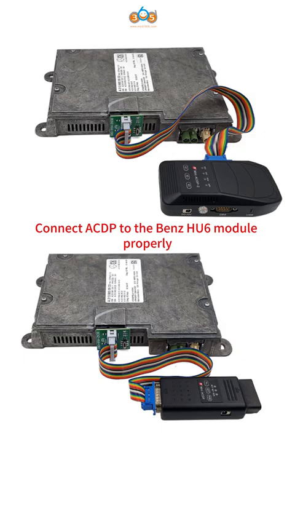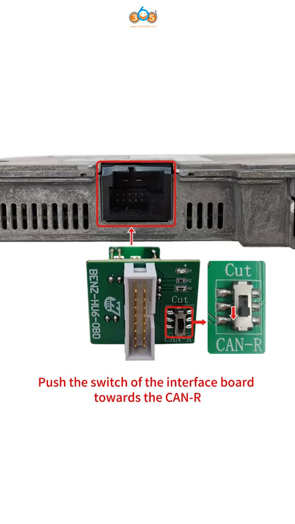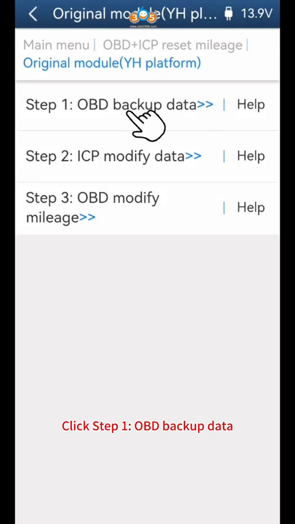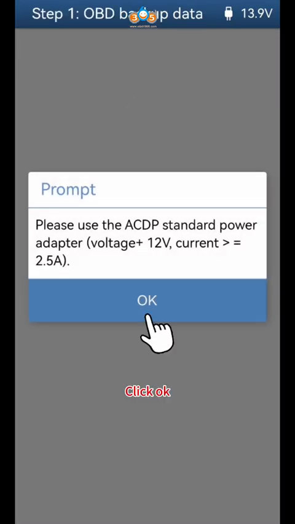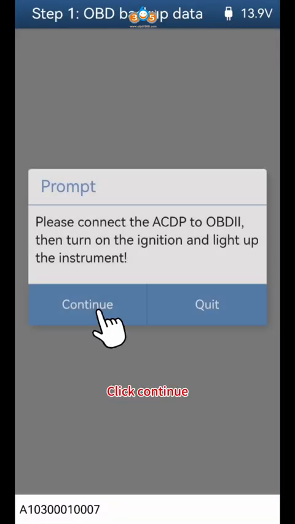Connect ACDP to the Benz HU6 module properly. Push the switch of the interface board towards the CAN R. Click step 1, OBD backup data. Click OK. Click Continue.